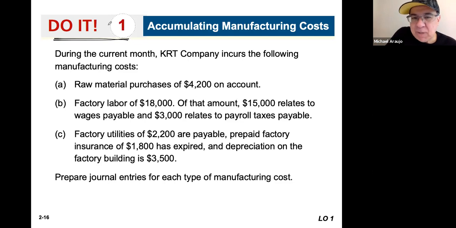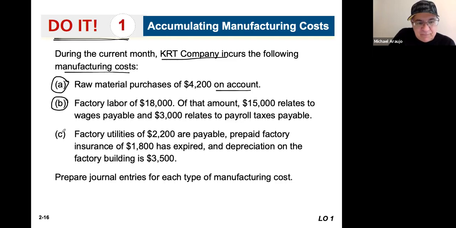It's a good day. All right, so here we have, during the current month, KTR Company incurs the following manufacturing costs, okay? The first cost here is they have raw materials that they purchased on account. Second is we have factory labor. Third is, looks like we have some manufacturing overhead, okay? So let's do one at a time. Prepare the journal entries. More journal entries are on the way.